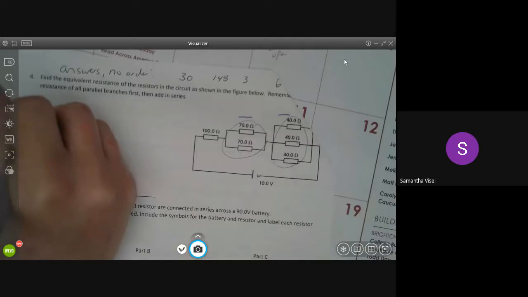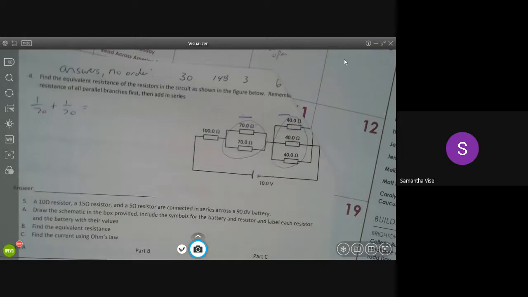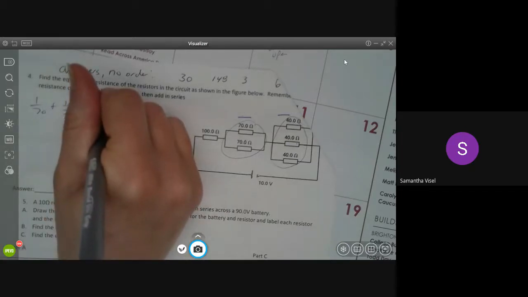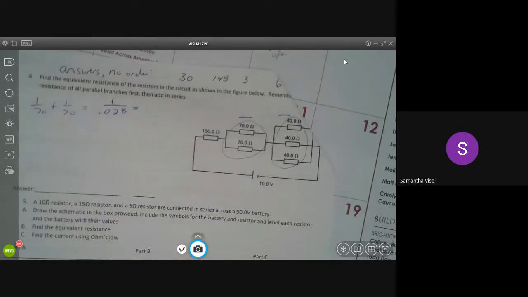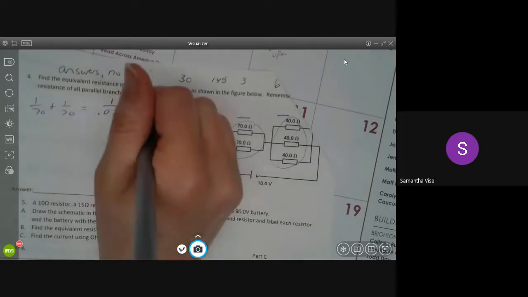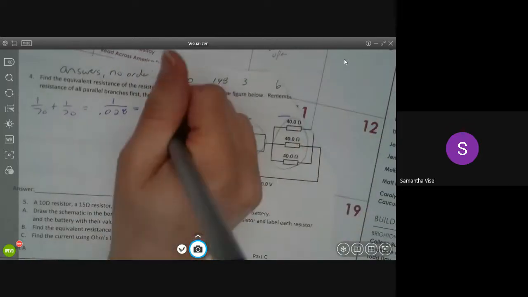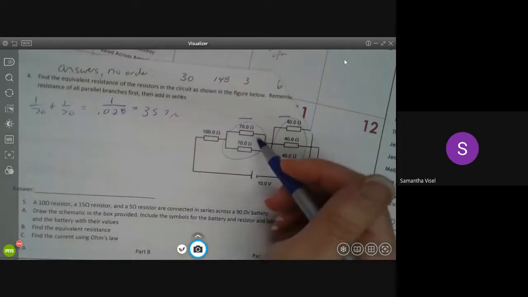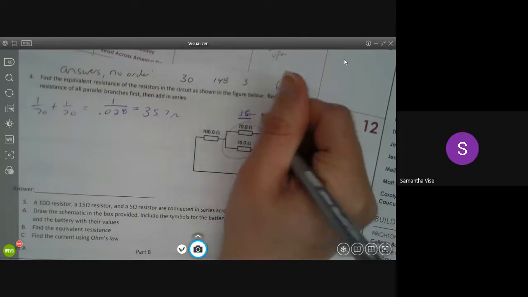So 1 over 70 plus 1 over 70. When we do that here, we get 0.028. So I'm going to take 1 over that to turn that into a whole number. And so we get 35.7, so 35, 36 ohms. So I've done this section here. So this is about 35, 36 ohms here.